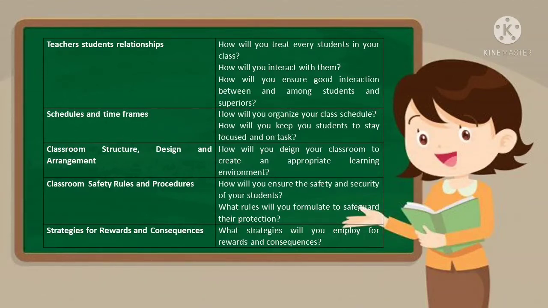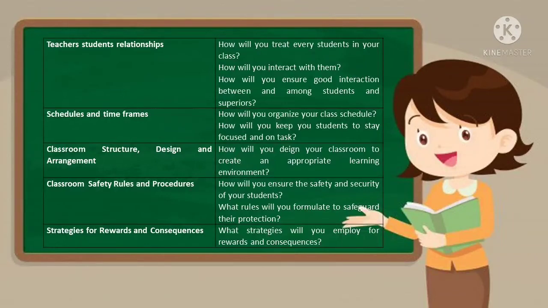The next is classroom structure design and arrangement. And their guide question is, how will you design your classroom to create an appropriate learning environment? So of course, for you to create an appropriate learning environment, we must be able to design our classroom by making the following rules that can be used depending on the needs of your classroom.